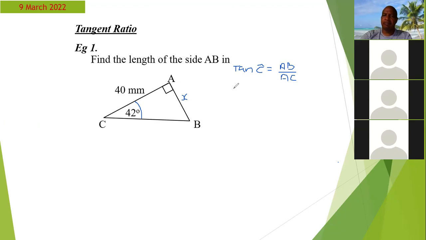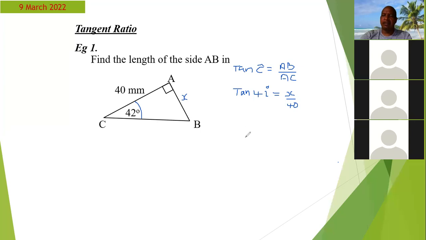Then I have tan 42 degrees equals X over 40. Tan of 42 degrees is equal to X over 40. All right. What next, Miss Cabrera? I just made 40 the subject.